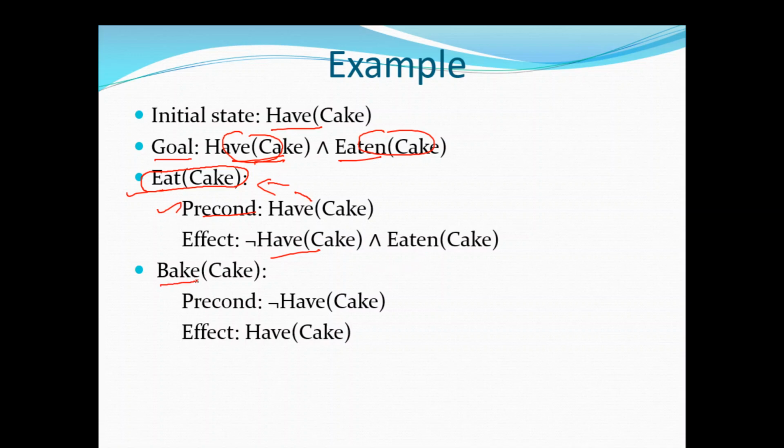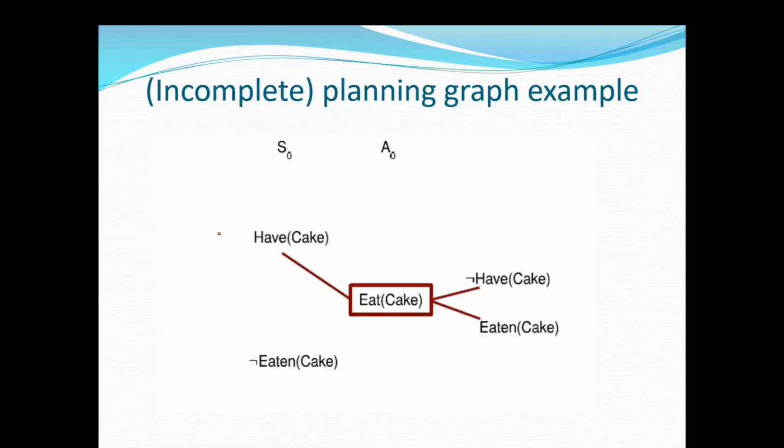Next is bake cake. Bake cake is used to create a cake. Now what is the precondition for this? Not have cake. Only if you don't have the cake can you bake a new cake. And what is the effect? The effect is you will have a cake. So this is the problem definition. For this, how can we draw the planning graph? That's what we are going to discuss.